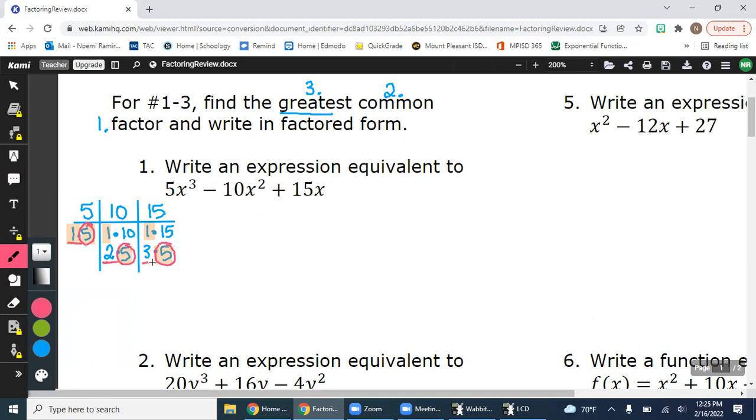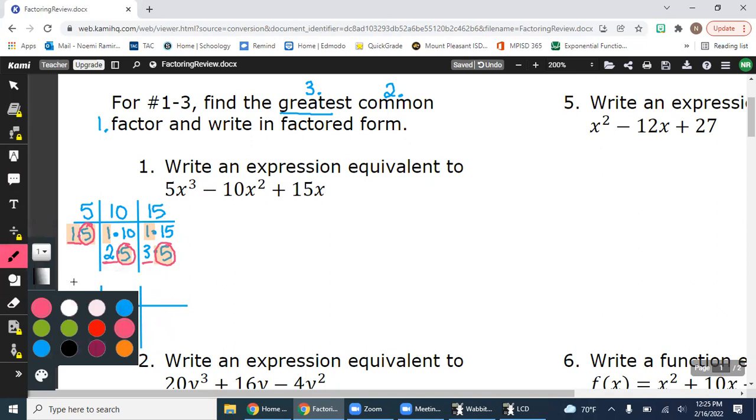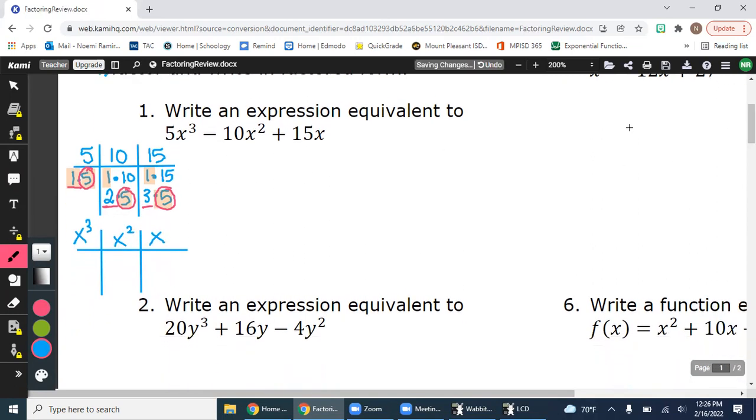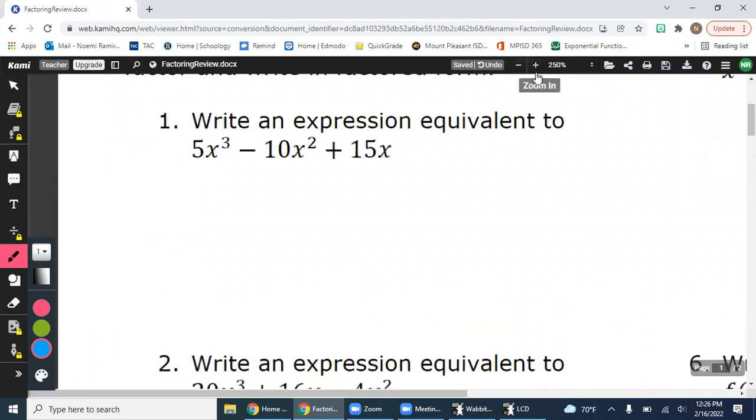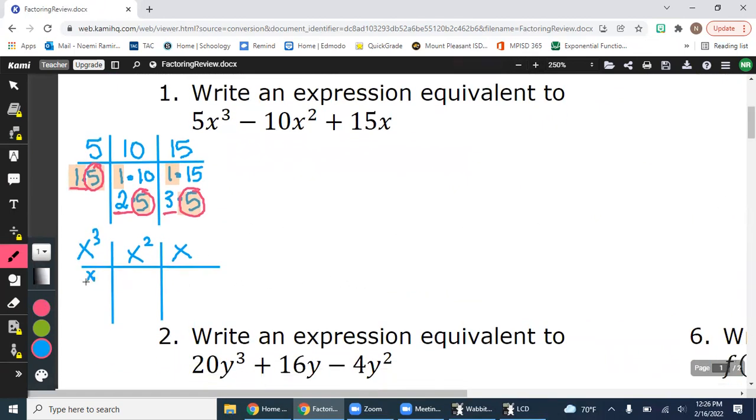Okay, now we also said that they have the x's in common. So I'm going to make a chart for that. They all have at least one x. X cubed, x squared, and x. X cubed is having how many x's? 3. Should I zoom in? I can zoom in. Okay. So 1, 2, 3. X squared is 2, and then x.